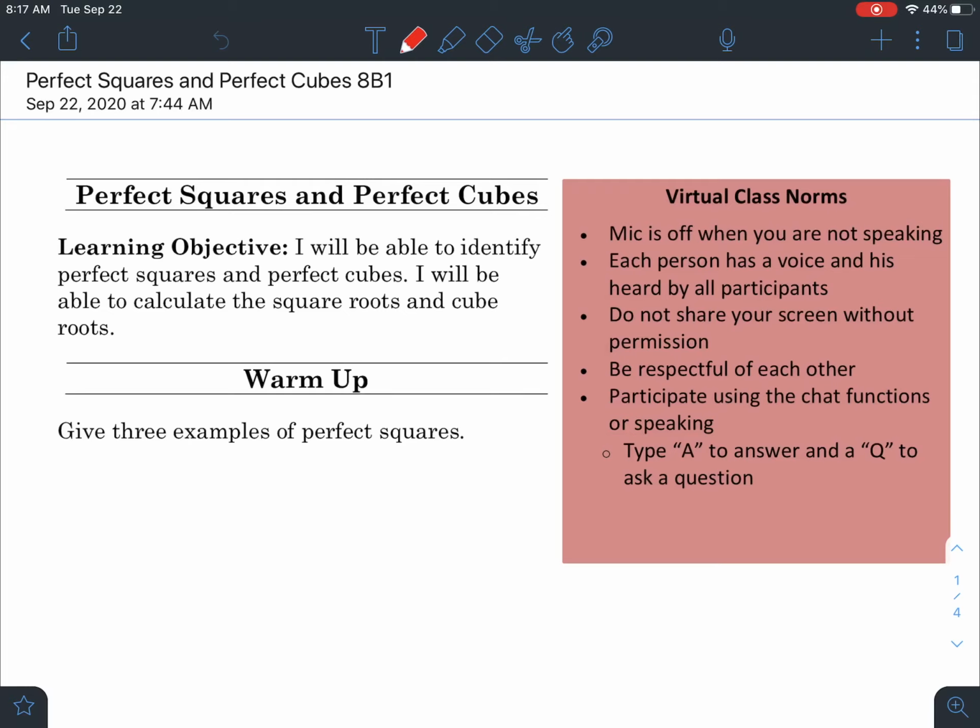Don't worry about those virtual class norms. Those will be used tomorrow when we meet virtually tomorrow. I said tomorrow too many times.